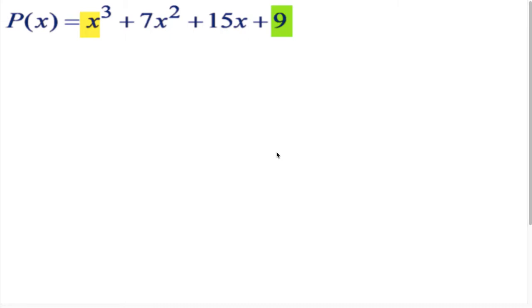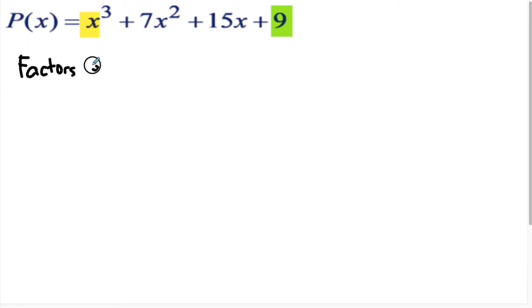Okay, so let's start by naming our polynomial: x cubed plus 7x squared plus 15x plus 9. What you need to know is the factors of the constant term. The constant term is 9, so my step one is to identify the constant term, which is 9, and now I want to list the factors of 9.